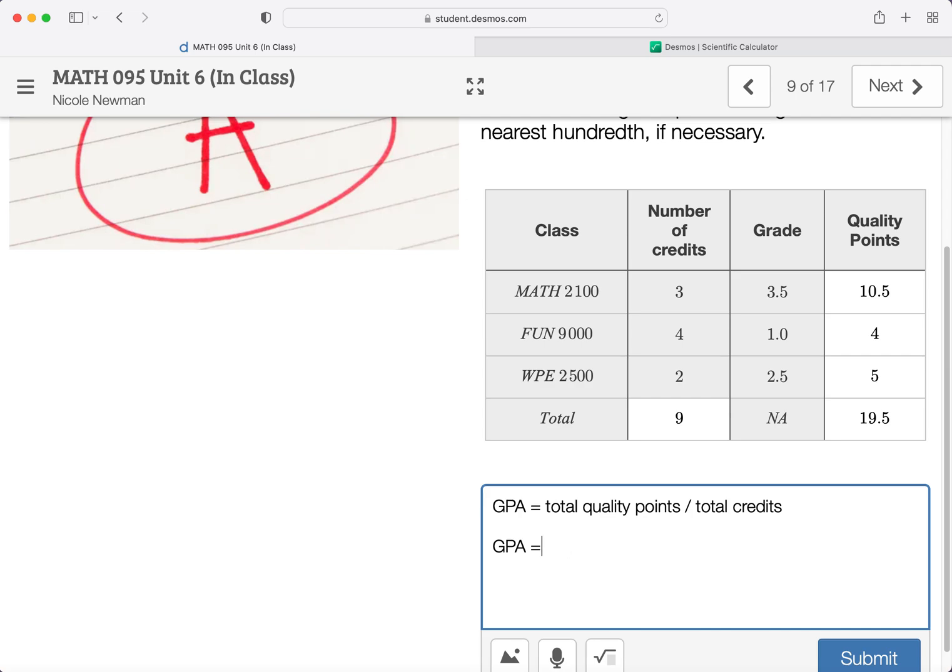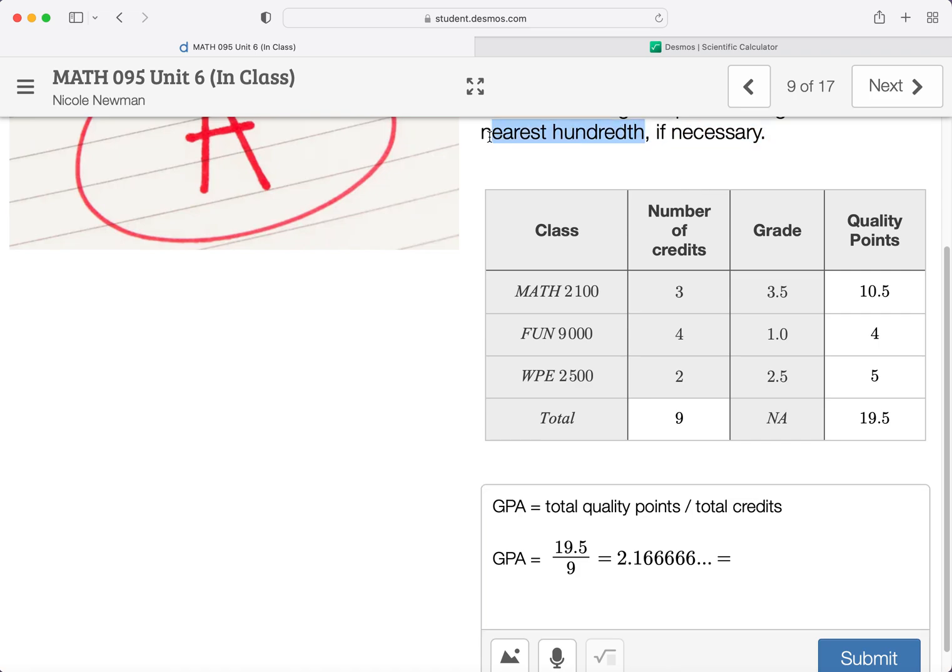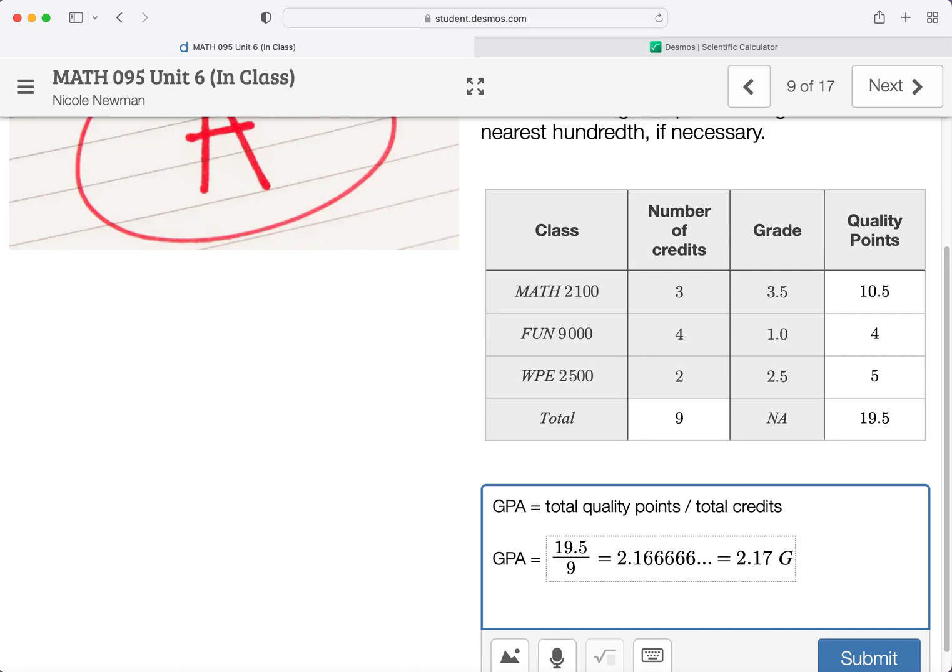We should do 19.5 and divide that by 9 and quick calculation here. Handheld calculator helping that time. Mine is telling me 2.1666666 forever and ever. And the instructions said to round to the nearest hundredth if we needed to, if it didn't come up very nice. And it doesn't come up very nice in terms of the decimal component. When we round it to the nearest hundredth, we'll get 2.17 for the GPA.